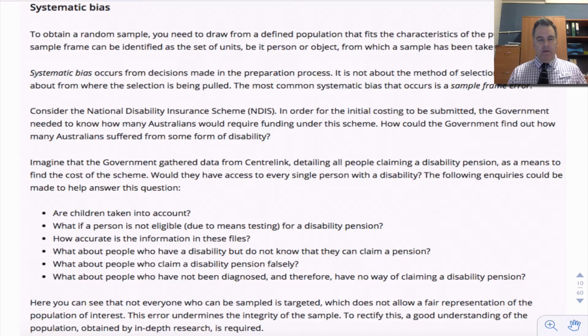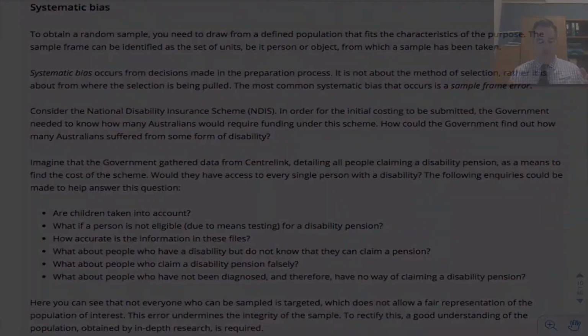So we really need to consider a lot of things to do the sample properly without any bias, so that every member of the population has an equal chance of being in the survey. So there's a lot of information on this page here about this kind of systematic bias that you could get.